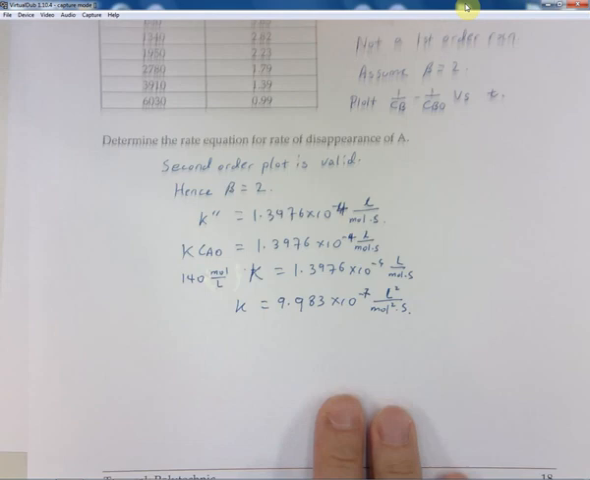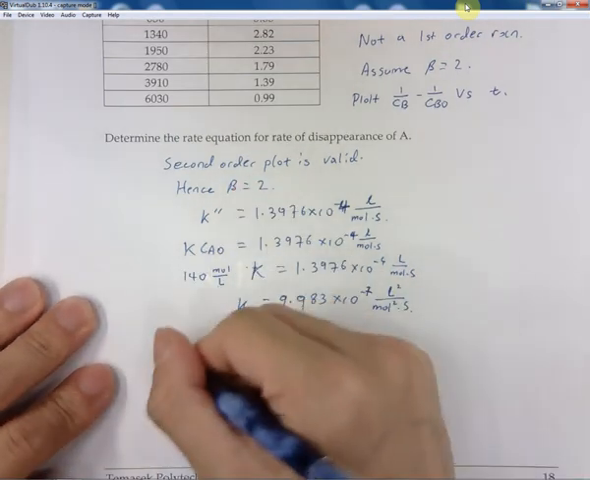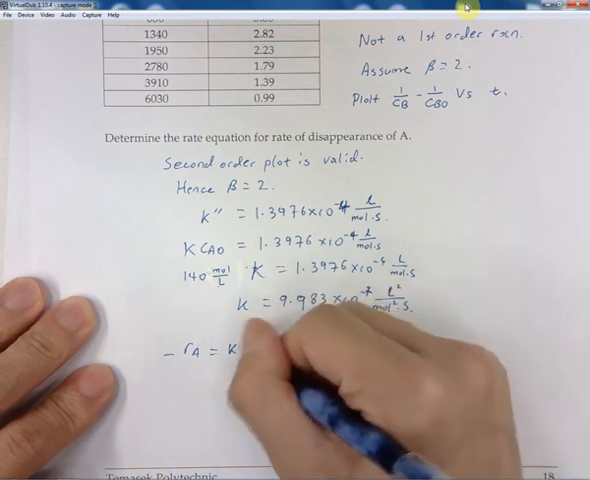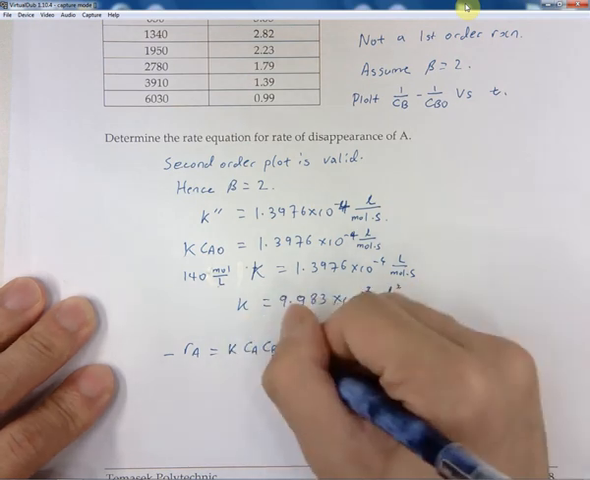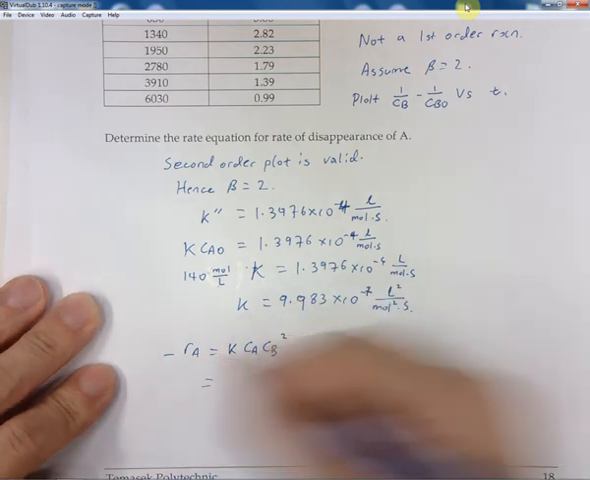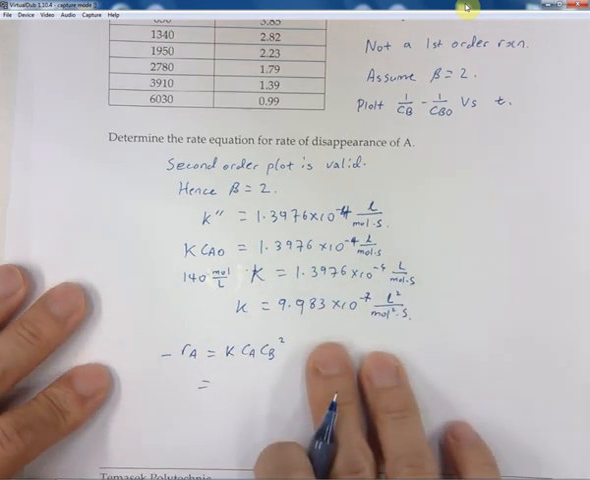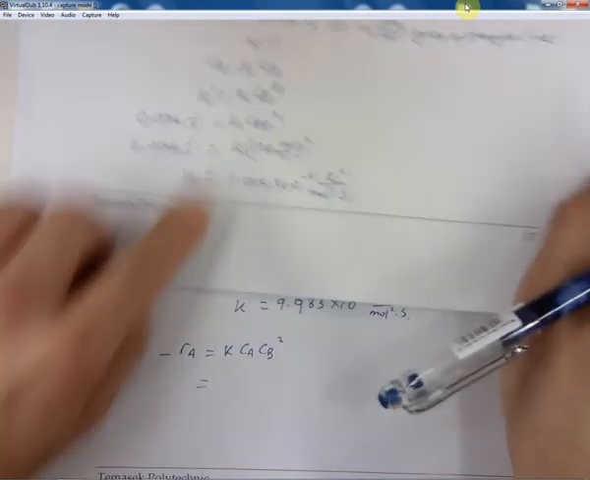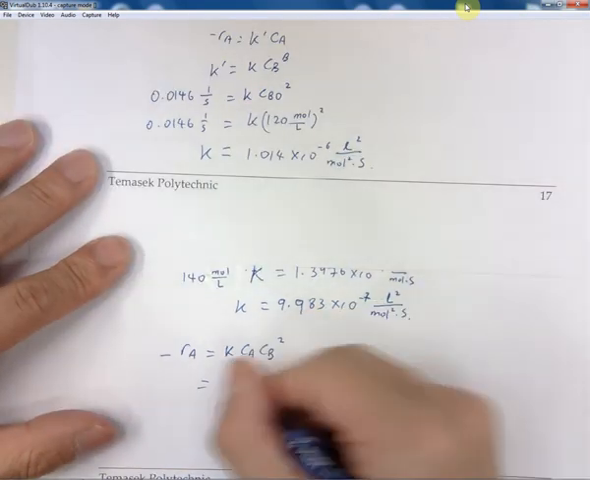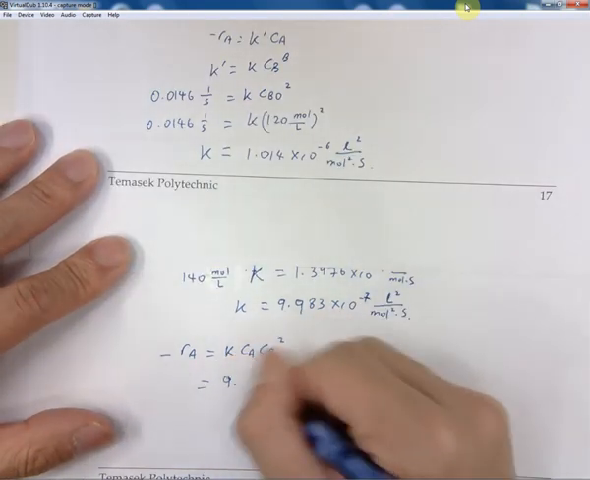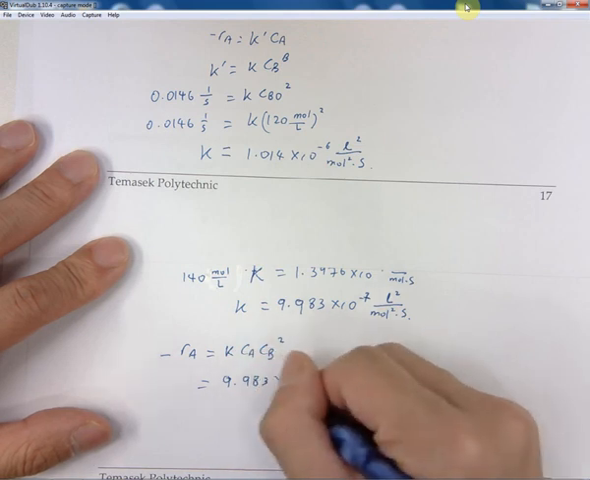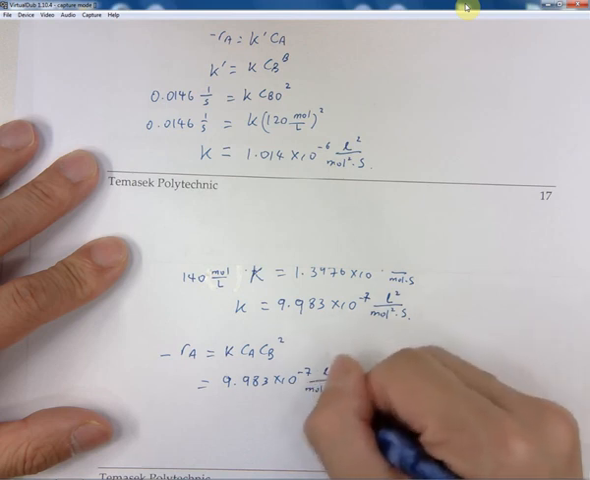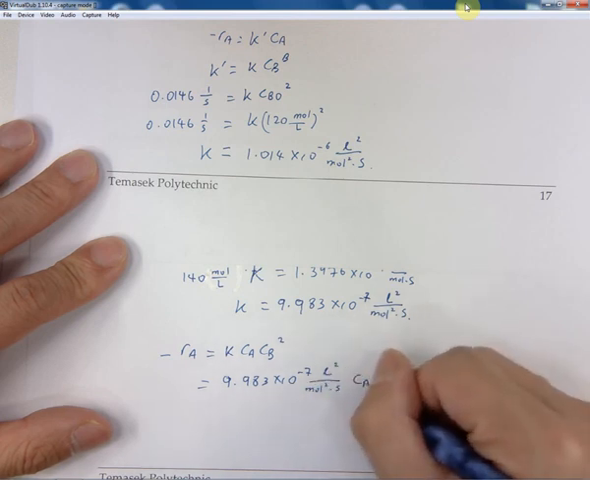So if we find the rate of disappearance of A, minus rA is k times CA times CB square. And what is k? You can choose, depending on which one you want, you can use this k or this k, since there is not a very significant difference, so you can choose any one of them. Maybe I choose this, 9.983 times 10 to the power minus 7 liter square per mole square per second, times CA CB square.